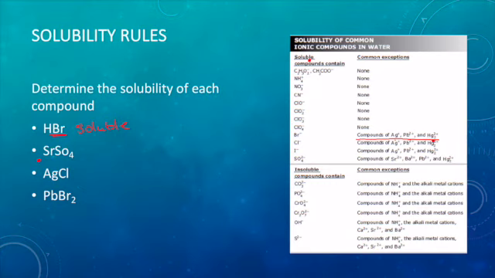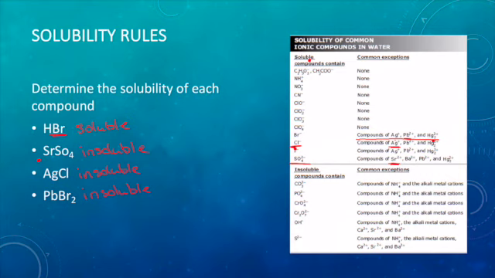Now we have SrSO4. So we would look at sulfate. And this time, compounds of strontium are an exception, so this would be insoluble. Silver chloride. So silver is one of the exceptions, and it would be insoluble. We have bromide again, and lead is one of the exceptions, so that is insoluble.